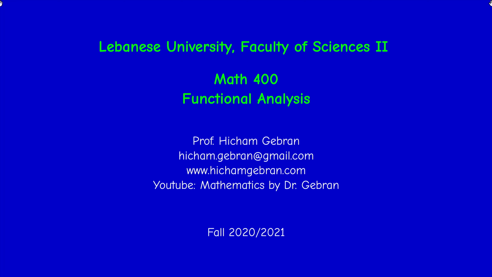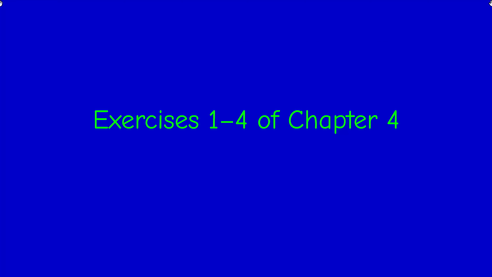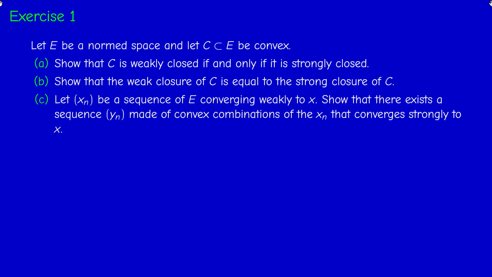Welcome back. In this video, I'm going to solve exercises 1 to 4 of chapter 4. First exercise that we mentioned in the lectures, we have a normed space E and a convex subset C of E. First question, we have to prove that C is weakly closed if and only if it is strongly closed.